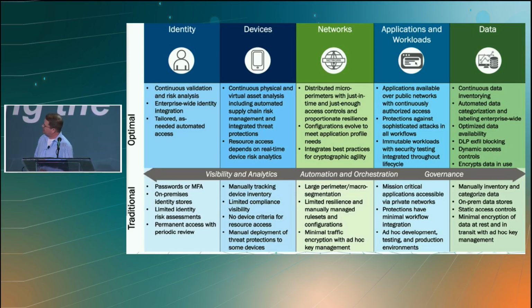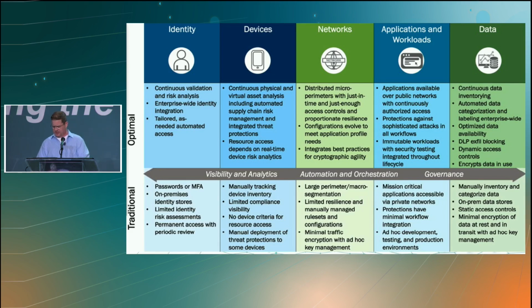And you can see in the identity column, I can barely see it, where access is provisioned, where least privilege is assigned at provisioning, the transition to where access is dynamically provisioned. In the applications and workloads, you can see that there's a progression to immutable workloads with security testing throughout the life cycle.